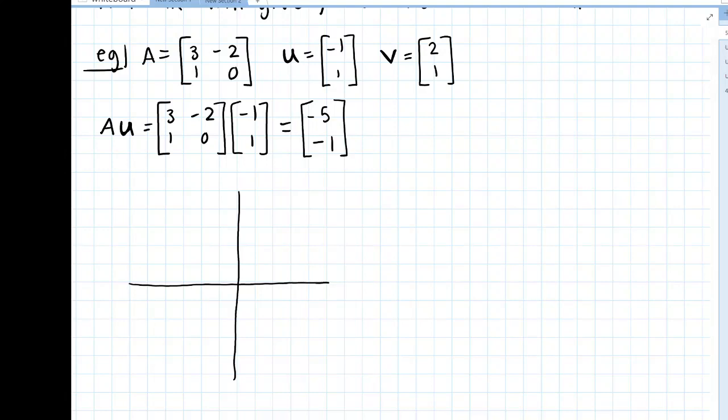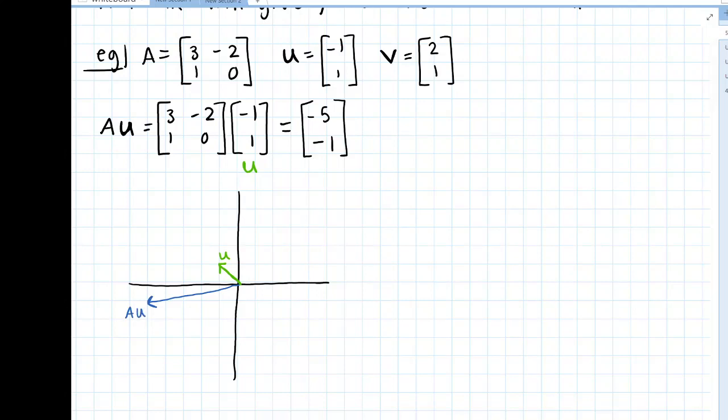So we started with this vector u. That was -1, 1, so that would be like this. So this is vector u. And then after multiplying it, we got the vector -5, -1. So 1, 2, 3, 4, 5, that would be like here. So this is the vector A times u.